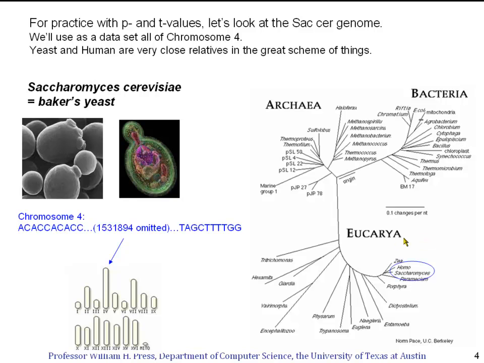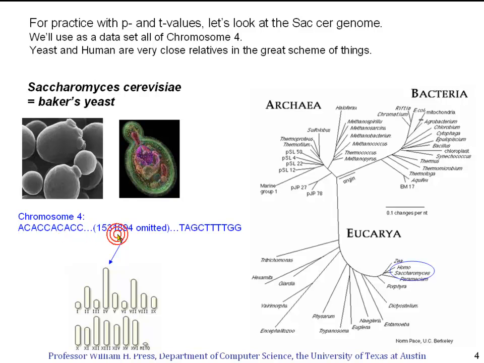And we're going to take as our data set a very simple data set. It's simply a very long string of A's, C's, T's, and G's. Those are the bases in the genome. And we're going to use the string which is chromosome 4 in yeast. It's about 1.53 million letters long. And it begins ACA, CCA, and so on.